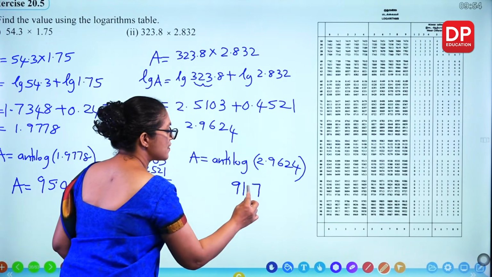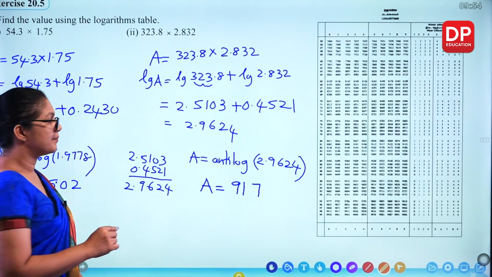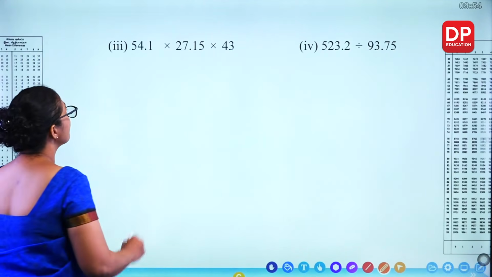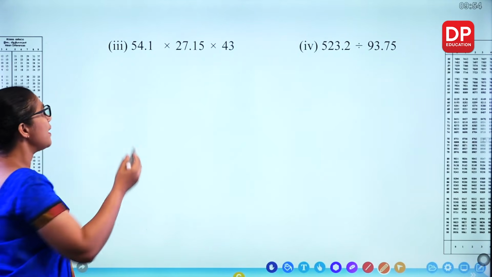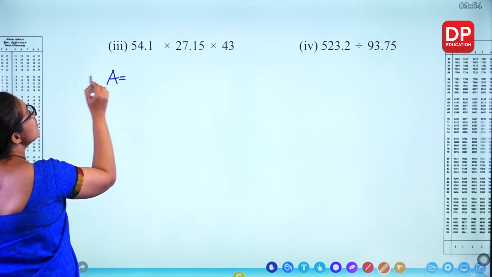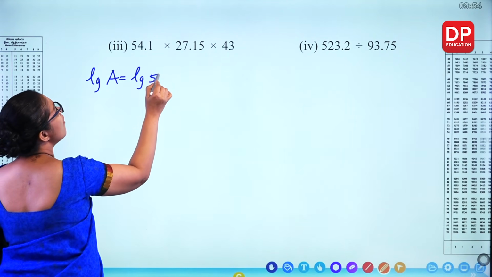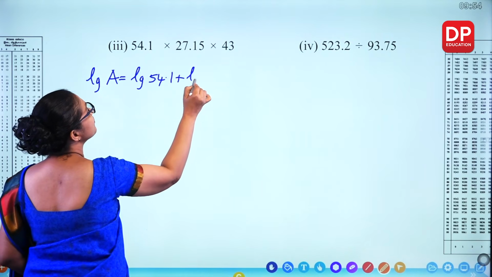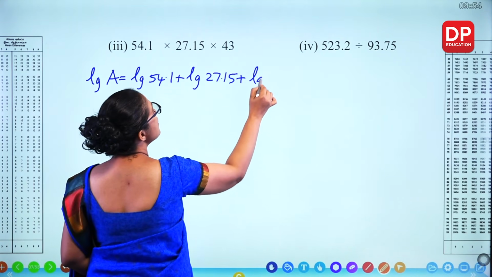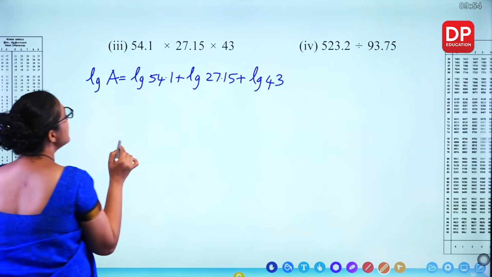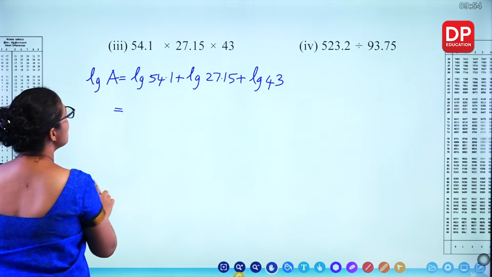You move 2 places to the right, 970. Take this one. You get 3 numbers. So same as before. When you take log both sides, you are adding all these log values. So I can write all addition and now we'll refer the table. 54.1.